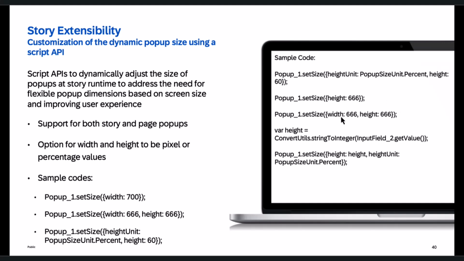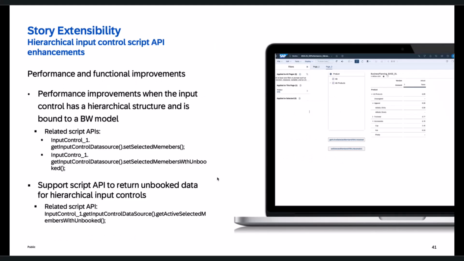width and height set to different pixel values, or you can also set the width and height to different percentage values. And with that, you can, for example, based on the data or the table size in your pop-up, dynamically adjust the size of the pop-up during the story runtime to have a better user experience.